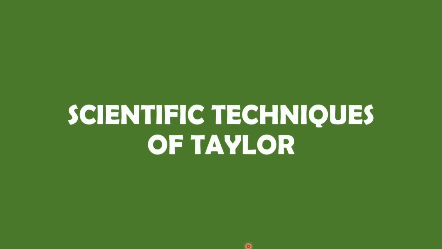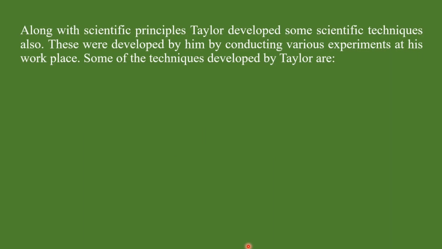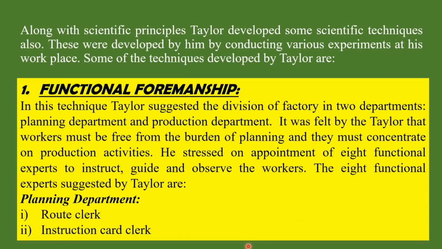In my previous video we have studied the scientific principles which were developed by F.W. Taylor. Now it is time to see what were the techniques which were developed by Taylor. Basically these scientific techniques were conducted by him in various experiments at his workplace. So let us see what these techniques were. First one is functional foremanship.